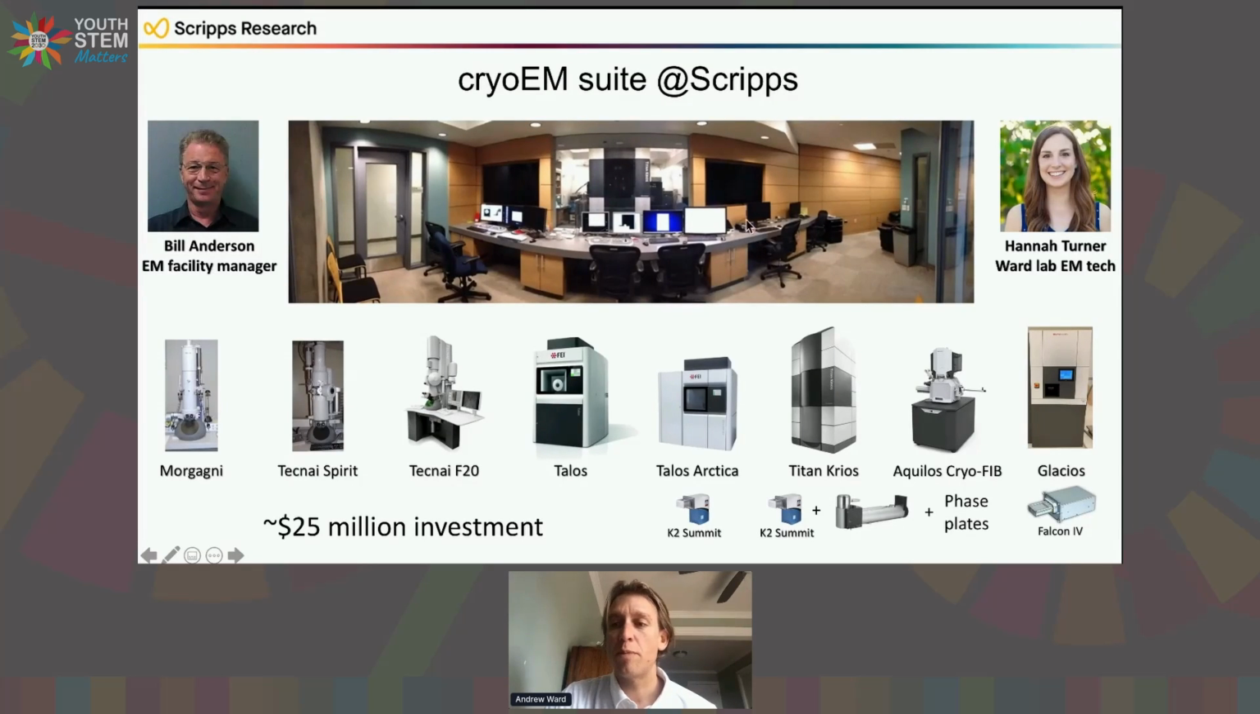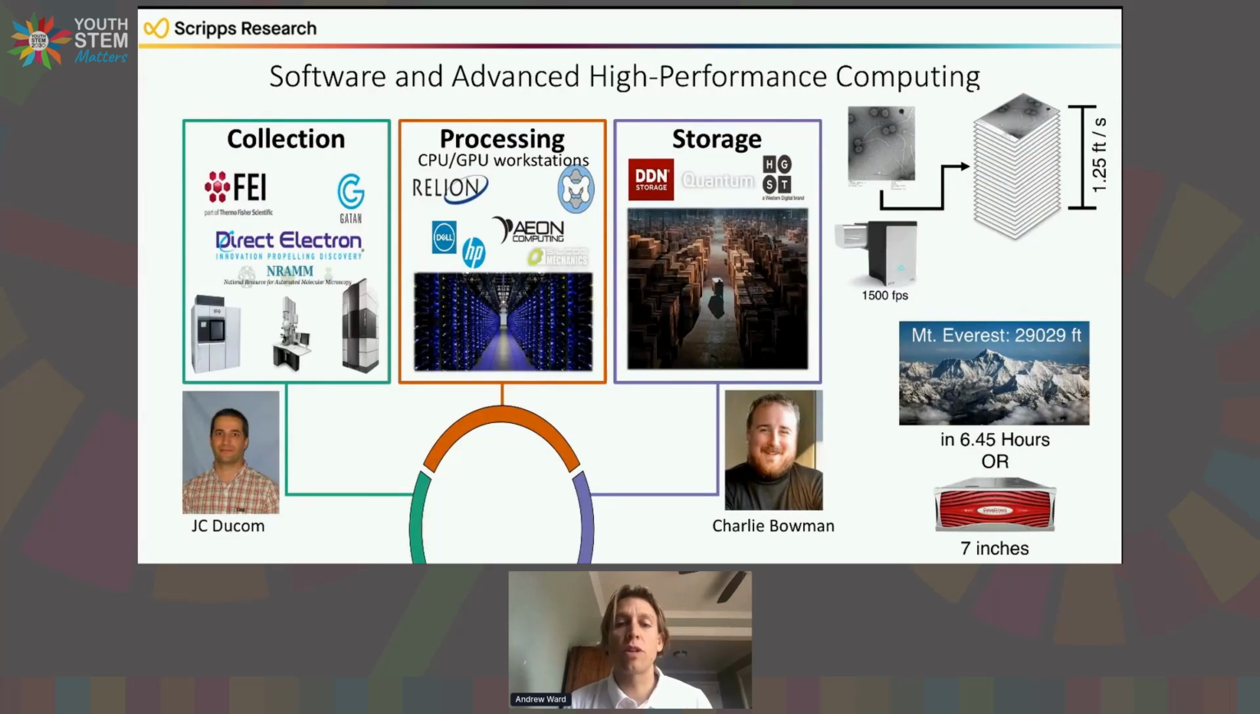That's managed by Bill and Hannah, and it's been about a $25 million investment over the past 10 years or so to make this into a high throughput molecular atomic pipeline to solve structures involved in everything from neurodegeneration to vaccines, which I'll highlight today. Behind the scenes, we've also employed the best and newest in high performance computing. This is an effort managed by JC and Charlie.